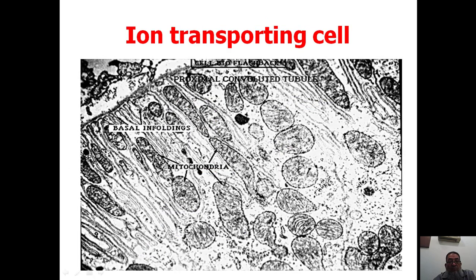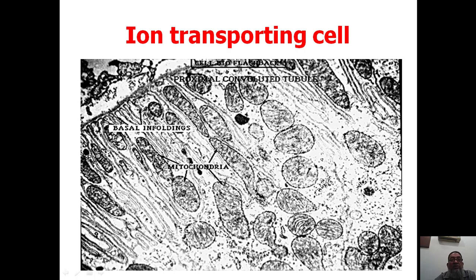Now, as an example, the ion transporting cell is the best example. Ion transporting cells, you all know, are transporting cells, especially seen in the kidneys and in the duct system. The ion transporting cell has a basal infolding, which you see in this diagram, an electron microscopic picture. Basal infolding means that the basal plasma lemma invaginates within the cell to form a double layer inside the cytoplasm, forming a folding pattern. It is called basal infolding.